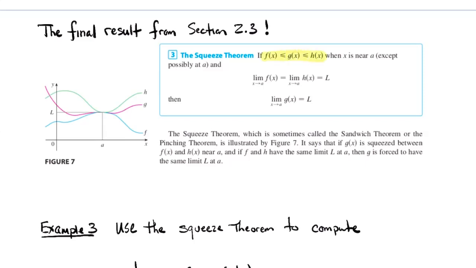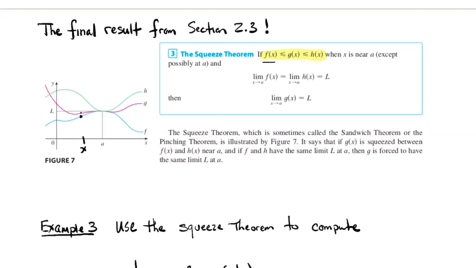That can be a little bit intimidating when you look at that. f of x is less than or equal to g of x, which is less than or equal to h of x. But all it means is that if you pick any given x value, then on those 3 functions, the smallest y coordinate for that x value is on f. f is the smallest. g is always in between. h is always the biggest.